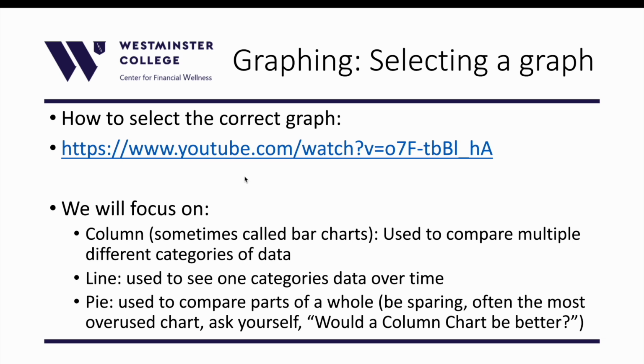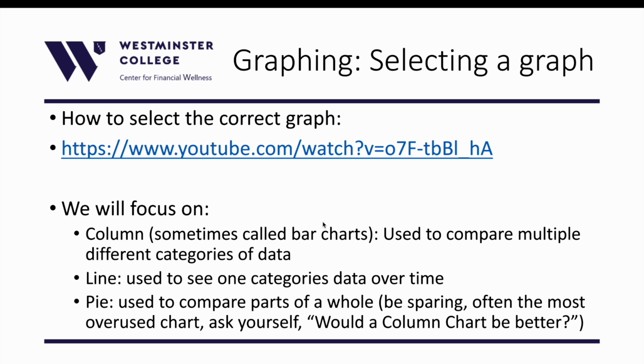We're going to focus on just a couple of simple kinds of graphs, just 3 of them, being the column, or sometimes they're called bar charts, line graphs, and pie charts. Everyone's favorite is always the pie chart. It is often not the best way to represent your data, but a lot of people pick it. I put this note here: be sparing in your use of the pie chart. I would ask myself, would a column chart be better?